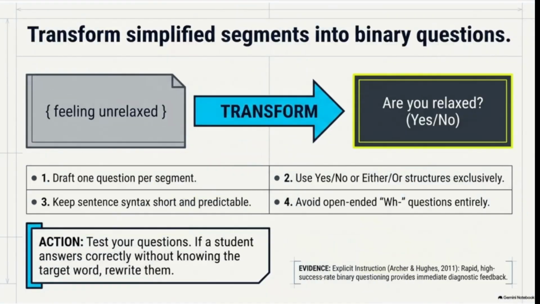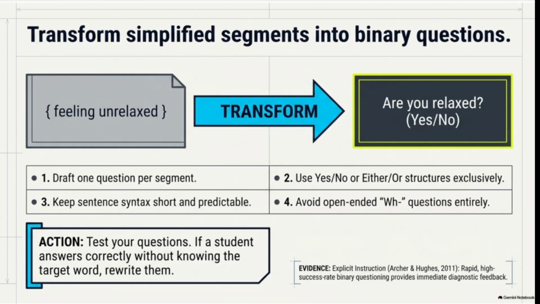Turn meaning into binary questions. Once we have simplified the meaning, we can transform each meaning component into a short question. You can use yes-no questions. For example, suppose one component of the meaning is feeling unrelaxed. We could ask, are you relaxed? The answer is no. Or, are you relaxed or uncomfortable? Uncomfortable. These questions are short and easy to process.